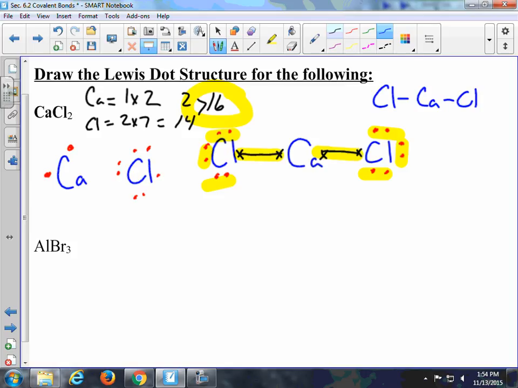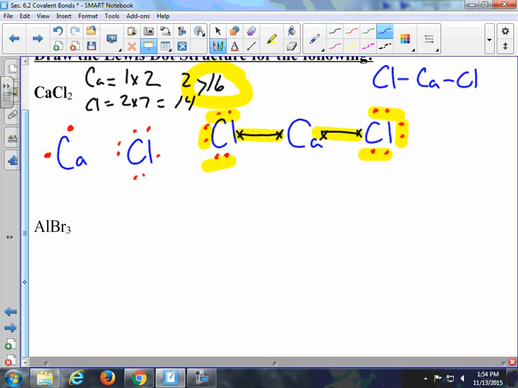Next example, AlBr3. Same type of thing with AlBr3. We're going to go Al and Br. What's the Lewis dot structure for aluminum? How many dots does it have around it? 1, 2, 3. How many does bromine have around it? Bromine has 7.